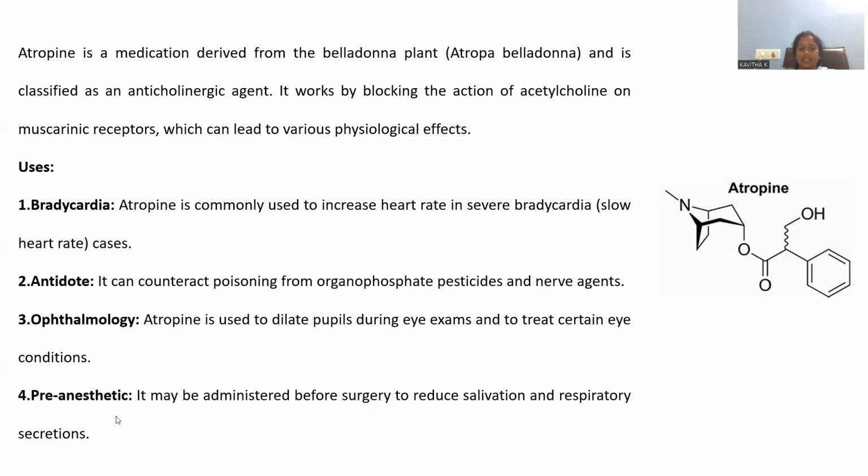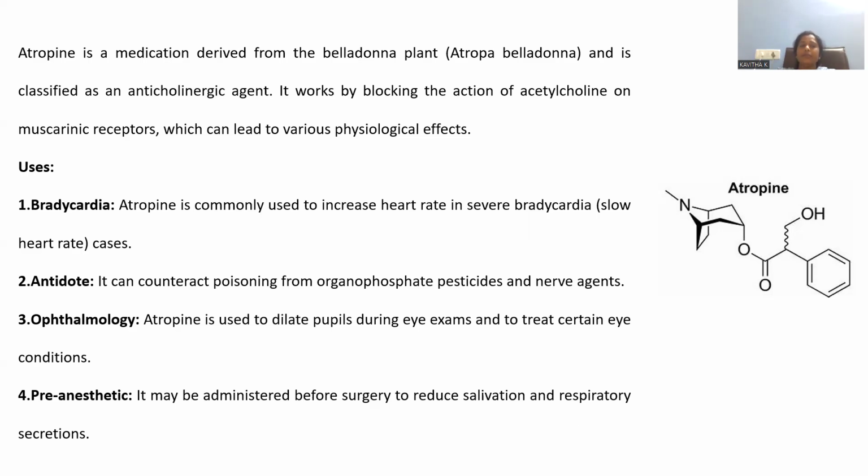Whatever anesthetic symptoms will be there get mitigated by this atropine. Whenever anesthetic agents are consumed, there is a common symptom called salivation, so secretion of saliva is possible and respiratory secretions are also possible. When atropine is used as a pre-anesthetic, we can minimize the secretion of saliva, and even respiratory secretions can be minimized.